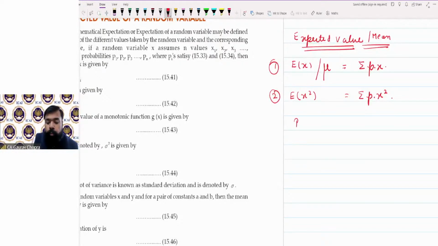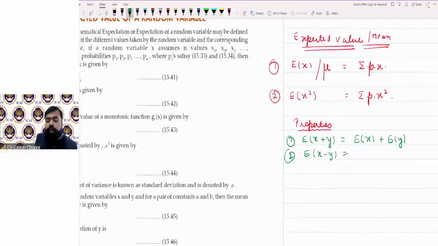Also, there are some properties which can be applied. So let's write some properties. First one is the expected value of X plus Y is the expected value of X plus the expected value of Y. So if X plus Y is asked, then add them separately. Same for subtraction. The expected value of X minus Y is the expected value of X minus the expected value of Y.